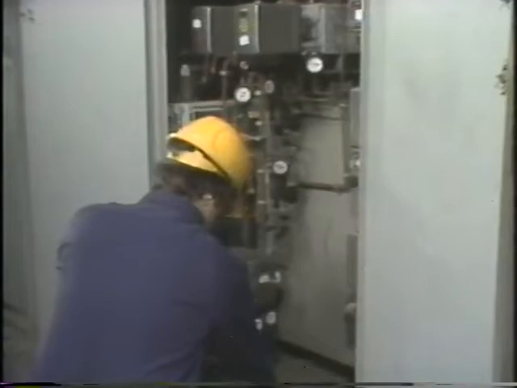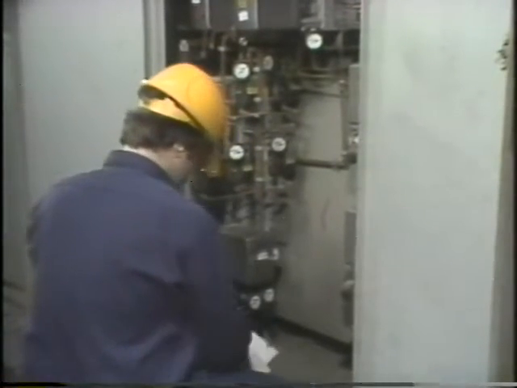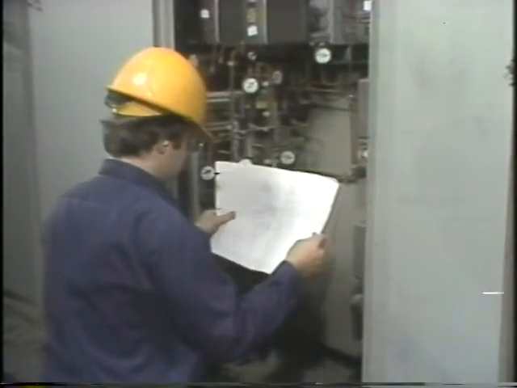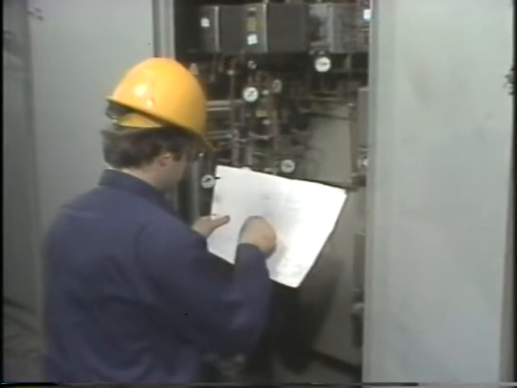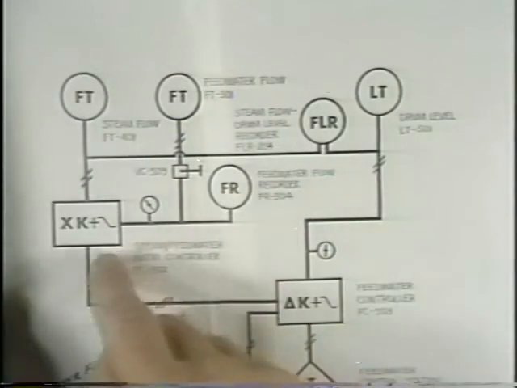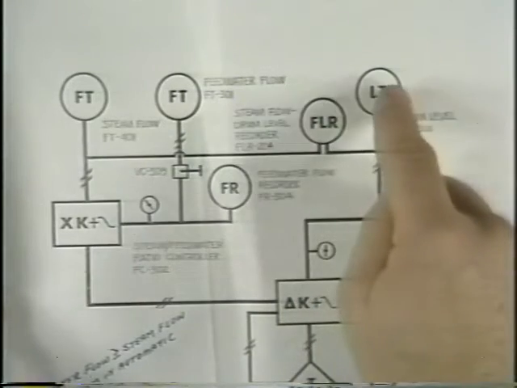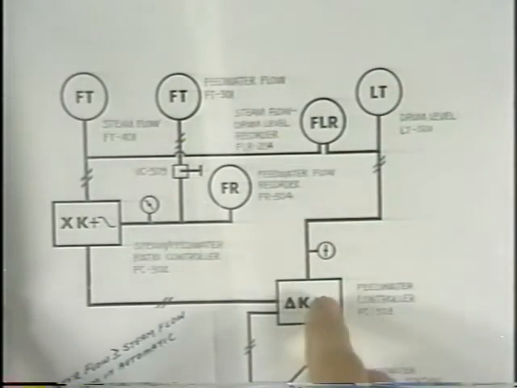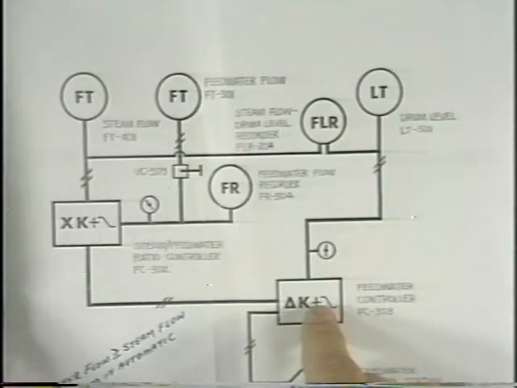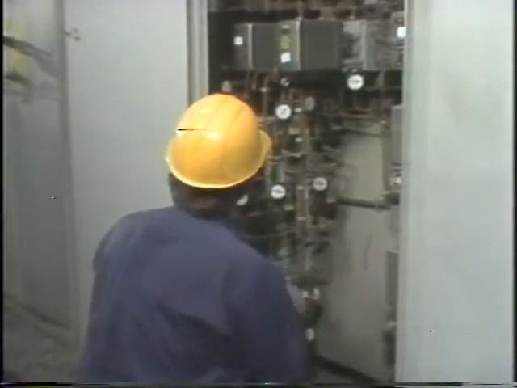I'll take a look at my diagram, see if I can figure out what the problem is. I don't think there could be anything really seriously wrong with the controller. After all, it was working all right in automatic to begin with. If the right signal is getting to the feed water controller and the drum level's still not backing off, maybe there's something wrong with the feed water controller itself. I'll have to take a look at it.